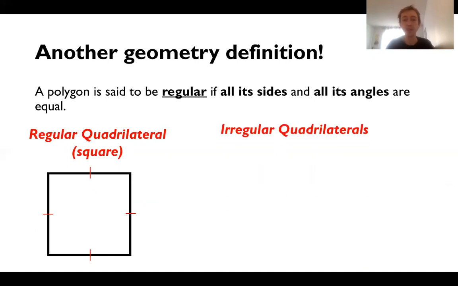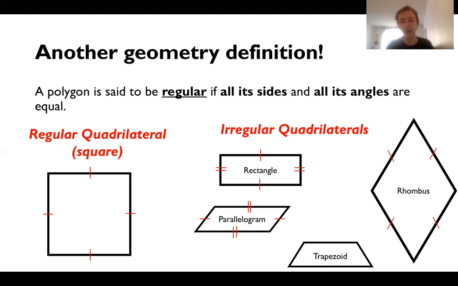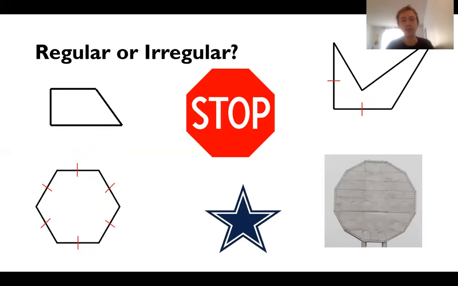And here are some irregular quadrilaterals. A rectangle. All four angles are the same. They're all 90, but hang on, not all the sides are the same. So it's irregular. This is a rhombus. All four sides are the same, but the angles are not the same. So this is not regular either. A parallelogram and a trapezoid. All of these quadrilaterals are irregular. I showed you a couple of examples this morning. This over here is a trapezoid.